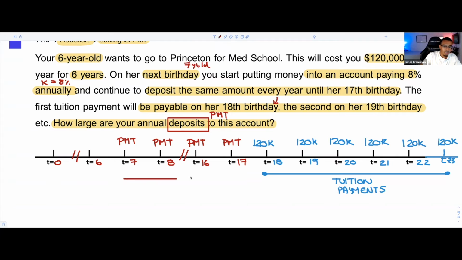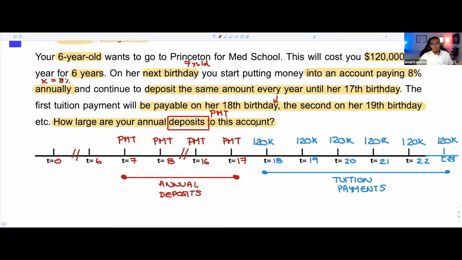Then we have essentially another section, well, the real first one. That's going to be our annual deposits. Okay. So we have our annual deposits and we have our tuition payments. So we could call this section A, and we could call the other one section B.